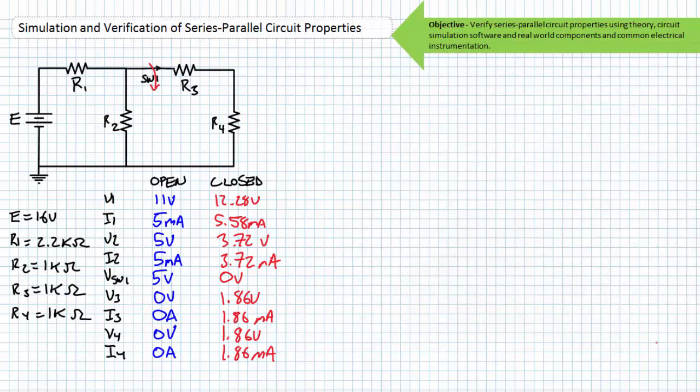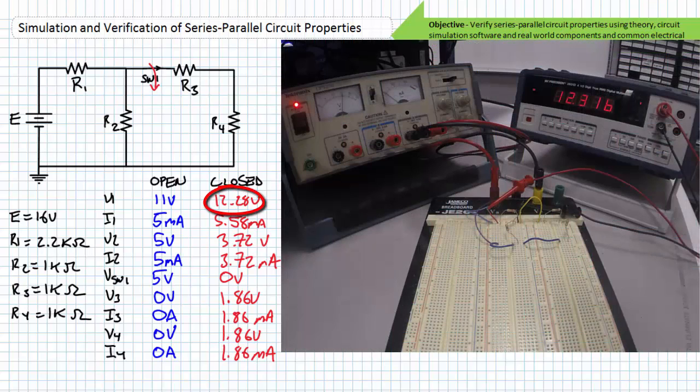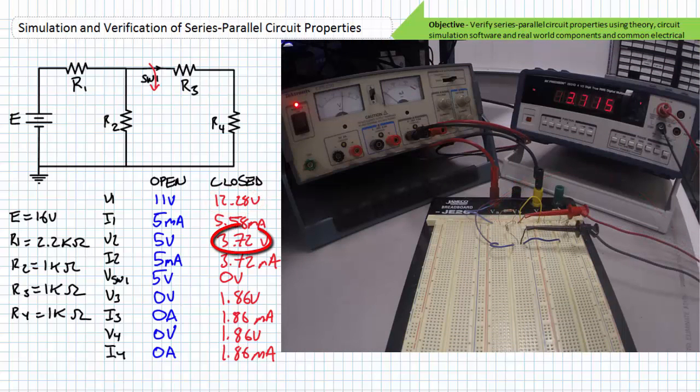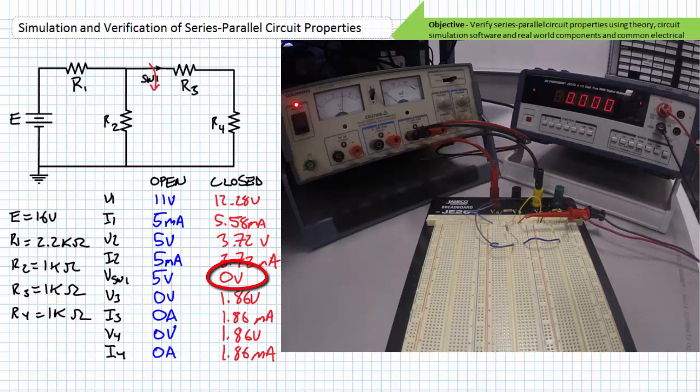Now we can replace the open switch 1 with a single wire connecting the 2 nodes. Switch 1 is closed and we can now take voltage and current measurements. The DMM in voltmeter mode indicates V1 is close to our anticipated value. The DMM in voltmeter mode indicates V2 is close to our anticipated value. The DMM in voltmeter mode indicates the voltage drop across the closed switch is essentially 0 volts.